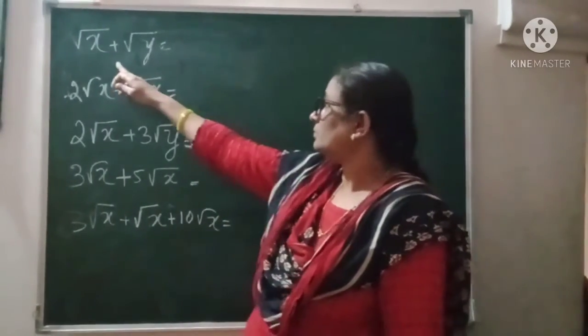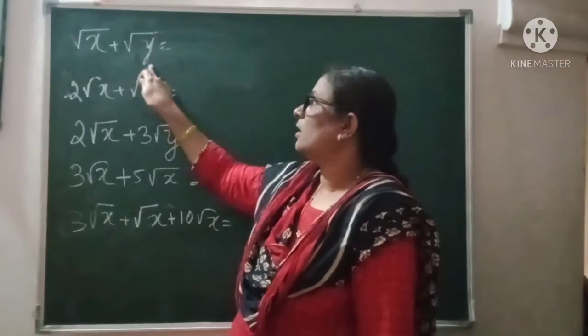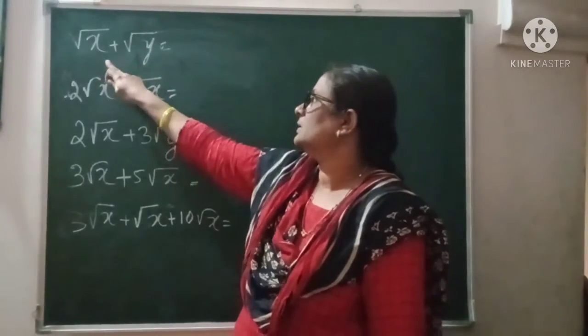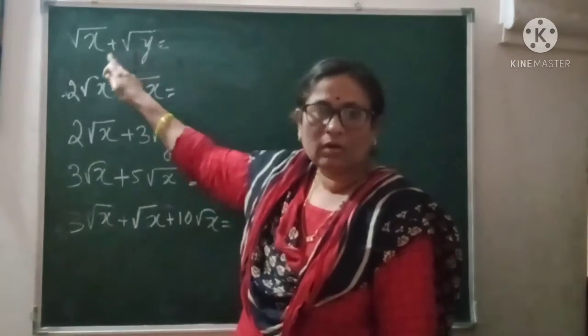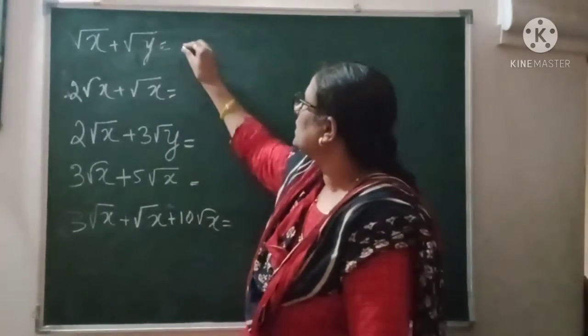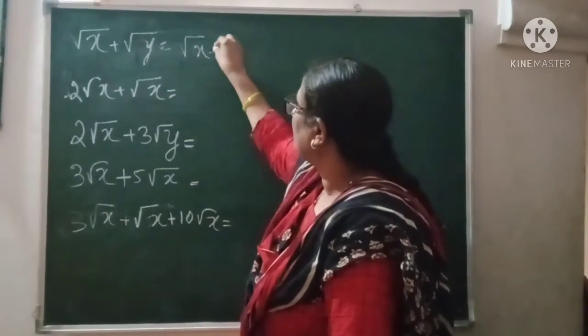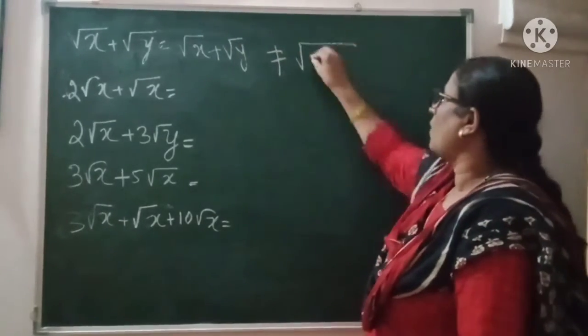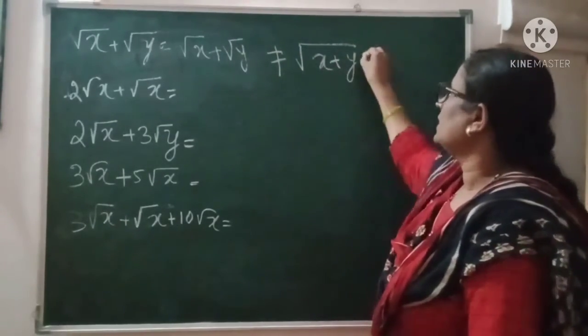Now listen here. Root x plus root y, these are unlike surds. The radical is different here. This is x and this is y. We cannot add this one. The answer of this one is, as it is, root x plus root y. Even if you write it this way, it is wrong. Root of x plus y is wrong.